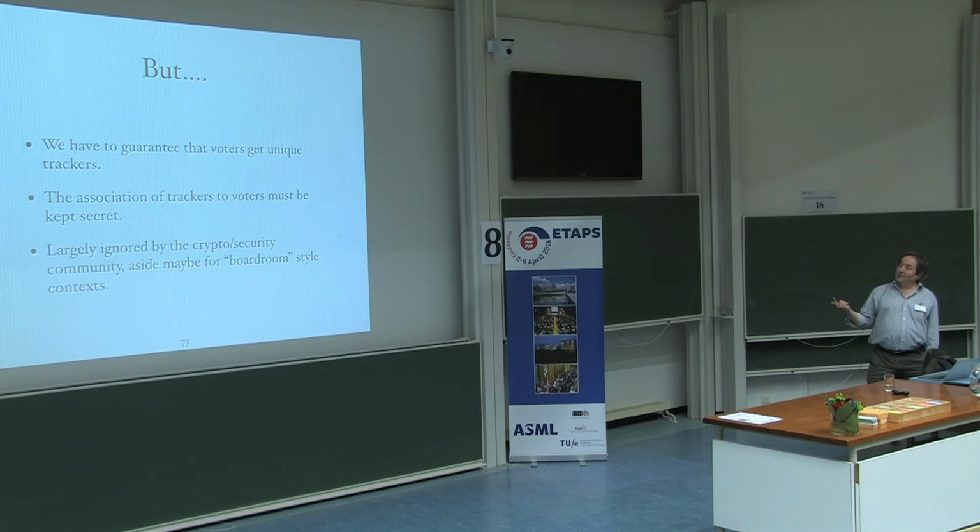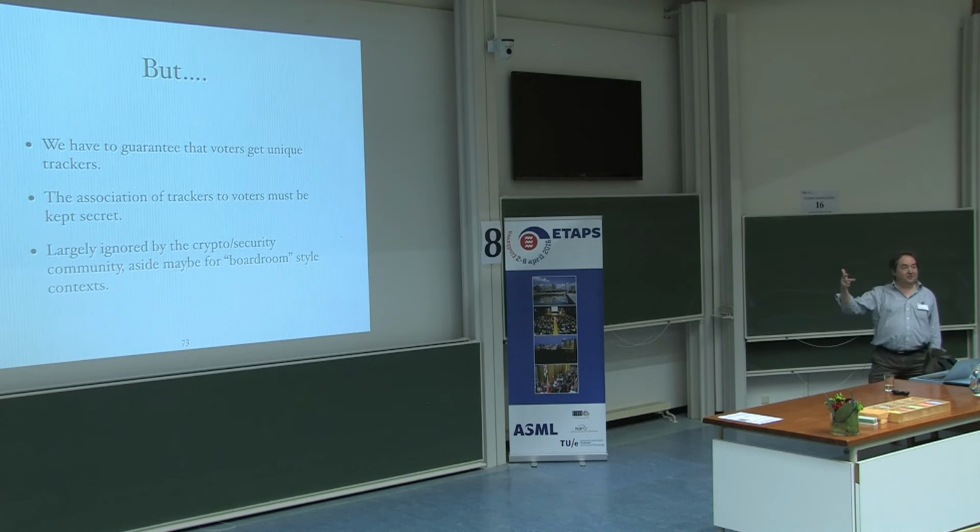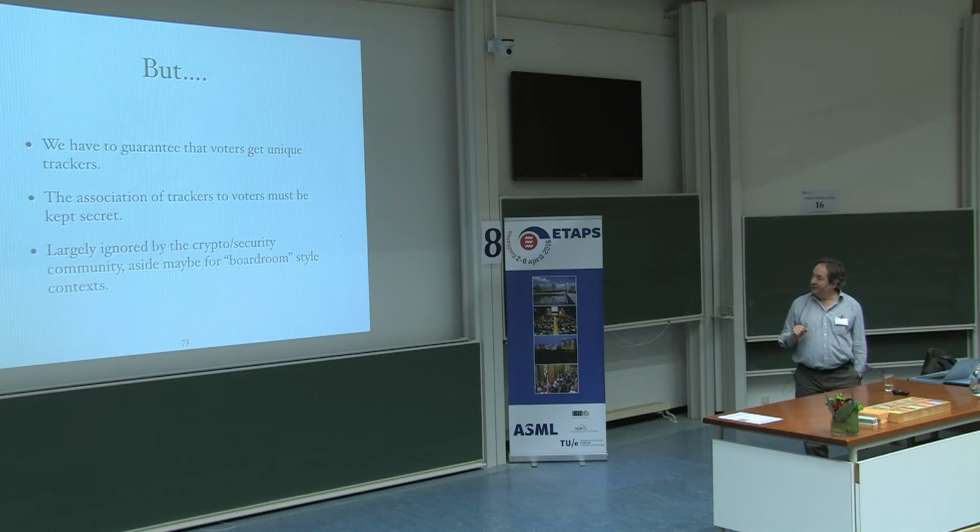problems. So, first, we have to guarantee that voters all get distinct tracker numbers. Right? Clearly, if you give the same tracker number to two voters, they're going to end up checking the same thing, and if you know that they're likely to vote the same way, you just post one item against that tracker number on the web bulletin board. They're both happy, and you get to ballot stuff another vote in its place with another tracker number.